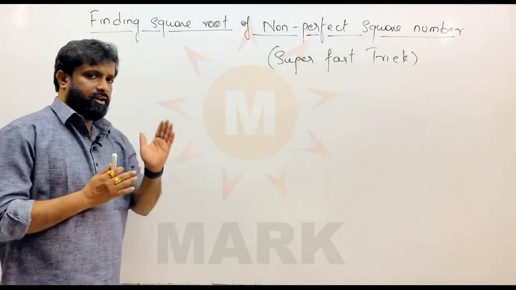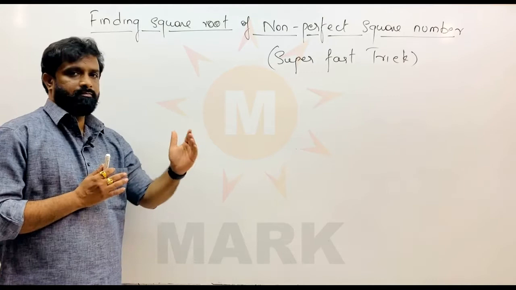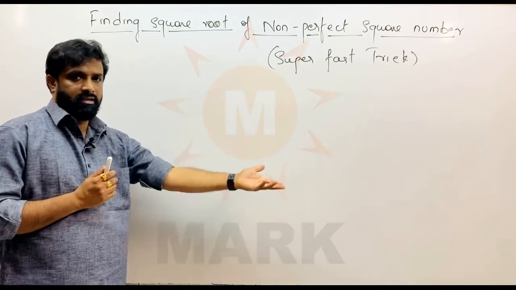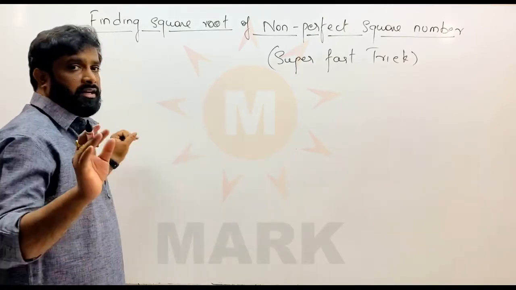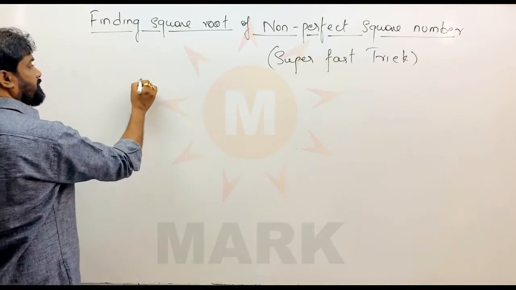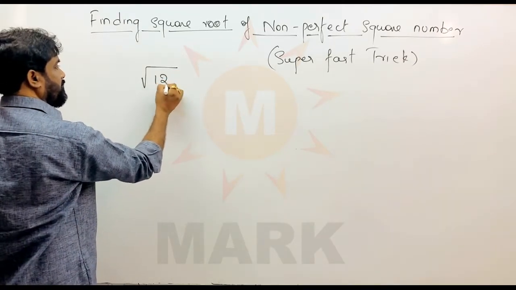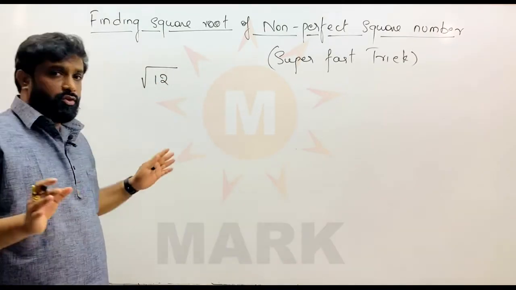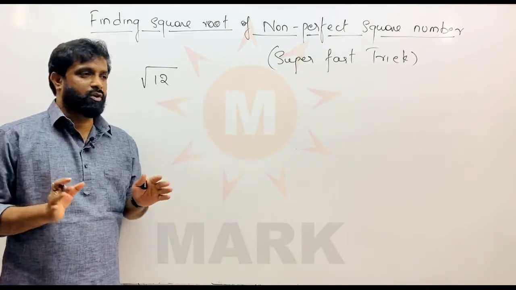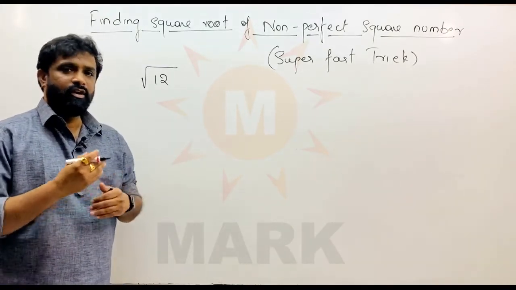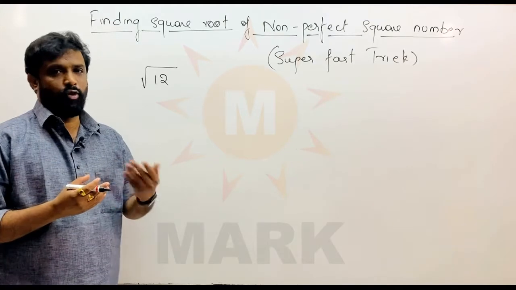So what I will do, first I will start with some smaller numbers, then slowly we will travel to the big numbers. So the first number that I am going to take is 12. You need to find root 12. So friends, you know root 12 is not a perfect square number, so obviously we are going to get the answer in decimals.